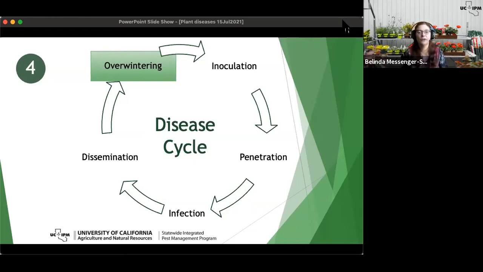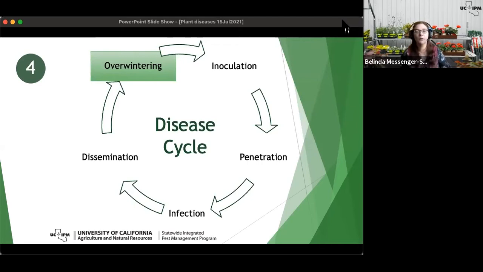Overwintering is the pathogen's survival mechanism. This is when the host or plant is not conducive to the pathogen's growth anymore. So it's usually during winter when it's cold. Many pathogens have resting structures at this time. This is a good time to control plant diseases because they're not moving, they're just staying in place.